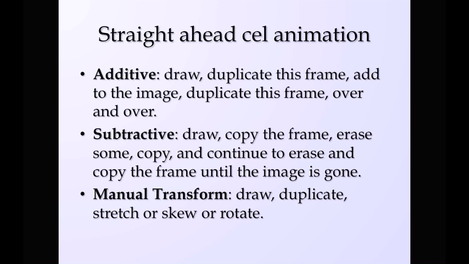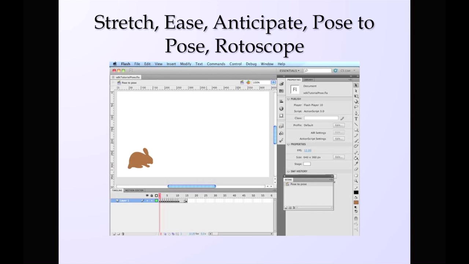Manual transform, you just change the image slightly for each frame by using skew or stretch or scale or rotating. So it's a simple way of making it look like something's moving. Now stretch, ease, anticipate, pose-to-pose, rotoscope.